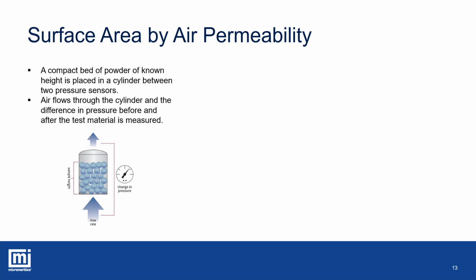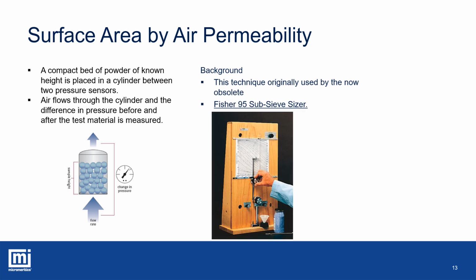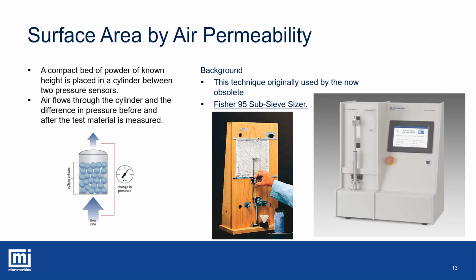It's a very mature technique. It's been around and written into many standards and used by various industries still to this day. The original instrument that made this type of measurement is the Fisher 95 sub-sieve sizer. It's a rather manual instrument. We also have more automated technologies that make the same type of measurement using air permeability. However, it's operated obviously from a computer rather than manual.